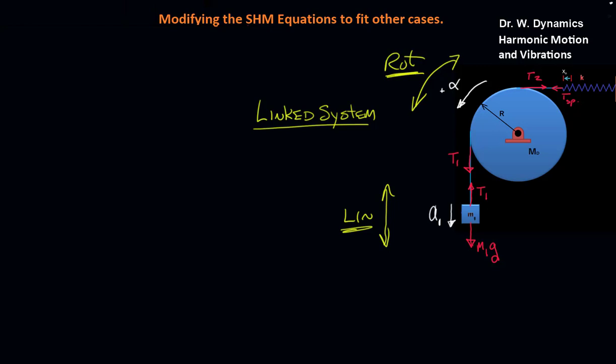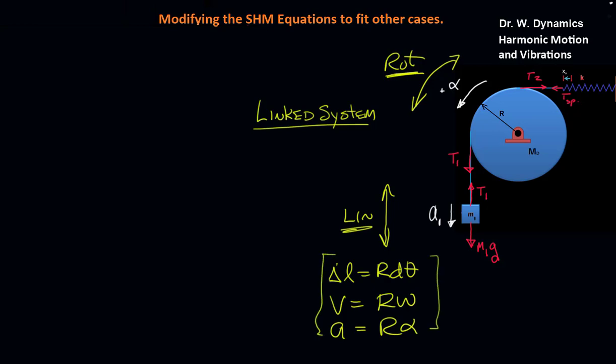The crossovers are that delta L equals R d theta, v is equal to R omega, and a will equal R alpha. These crossover equations will allow us to link the linear information with the rotational information. If we pulled this mass down by 2 inches, then delta L would be 2 inches, and that would give us our theta value. Really this is just the arc length formula. So that's our starting point.